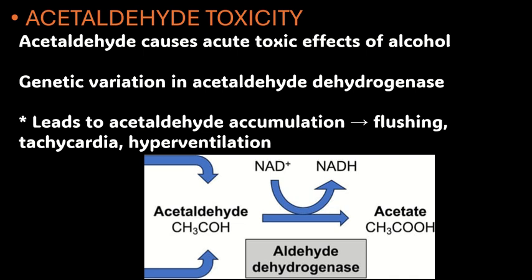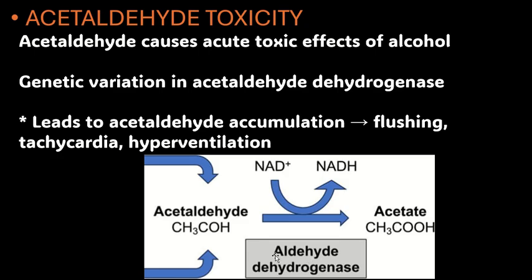And now coming to the next one, that is acetaldehyde toxicity. The first step of alcohol metabolism is alcohol becoming acetaldehyde. And in the second step, this acetaldehyde becomes what? Acetic acid, that is acetate. For this we need an enzyme, that is aldehyde dehydrogenase. But the problem is that aldehyde dehydrogenase is actually less efficient in some people. There are genetic variations for the functioning of this enzyme. Actually, in most of the Asian population, the aldehyde dehydrogenase enzyme is less efficient.